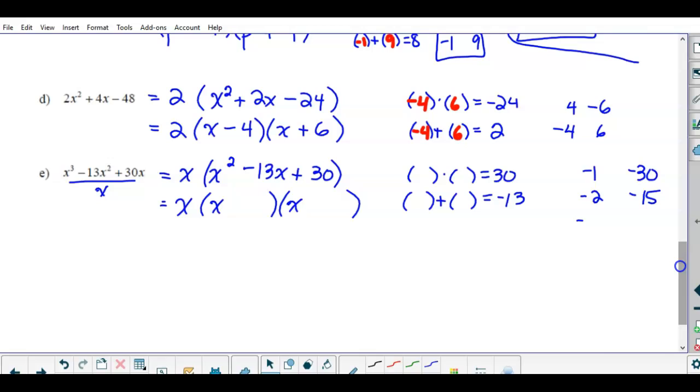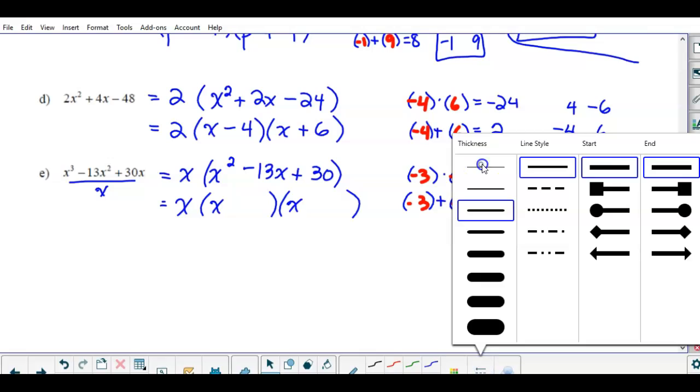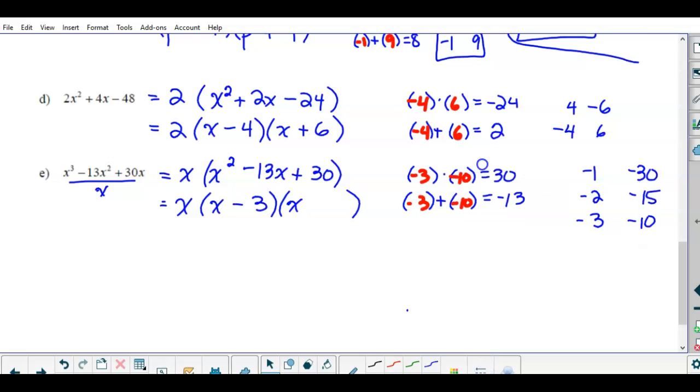So if you had got the signs wrong and said positive 2 and negative 15, that would add to negative 13, but that would not multiply to positive 30. They both have to be negative. So this doesn't work. But the next one does. Negative 3 and negative 10, multiply to 30, and add to negative 13. Okay, so minus 3 and then minus 10. Okay.